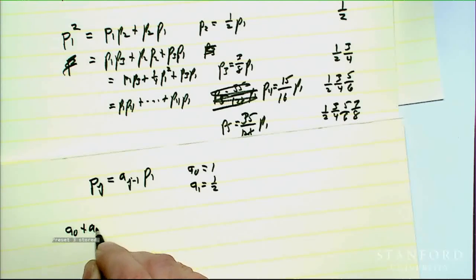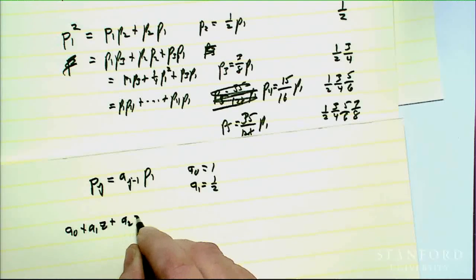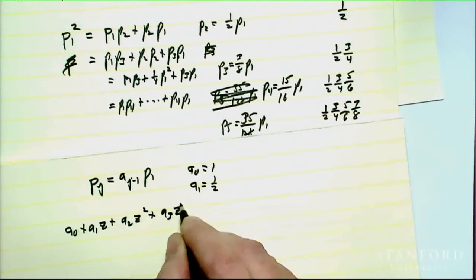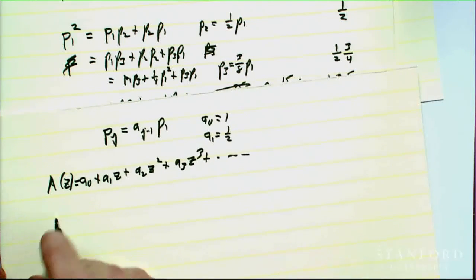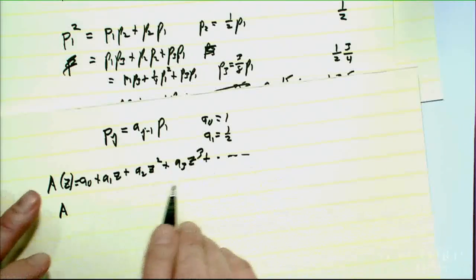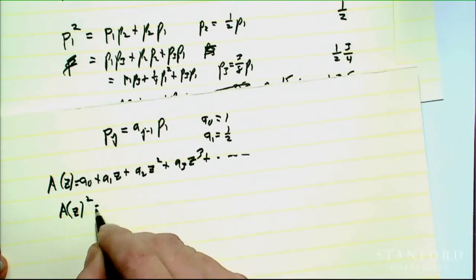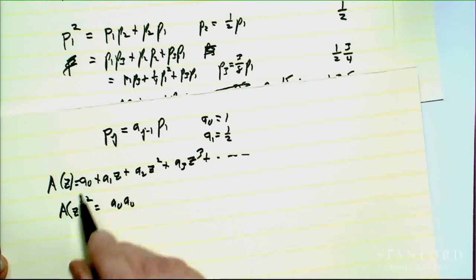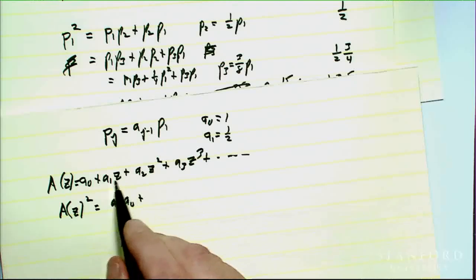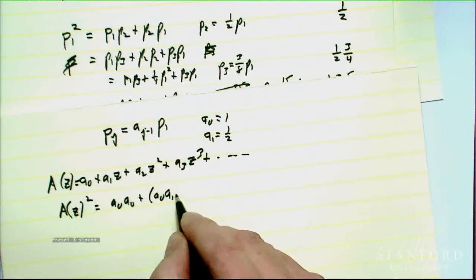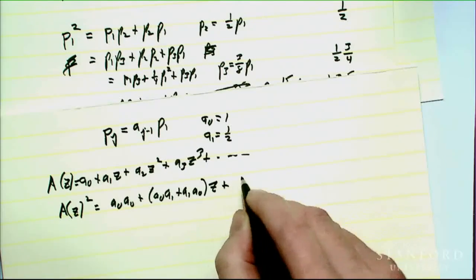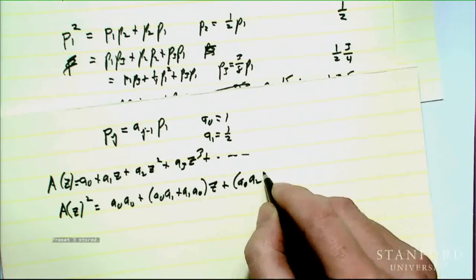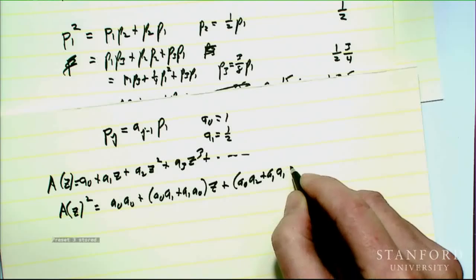Now we form this infinite series, A0 plus A1 times Z plus A2 Z squared, A3 Z cubed, and so on. Let's call this function A of Z. The reason I do this is because I'm going to square it, multiplying this series by itself. And what do I get? I get A0 for the constant term, and then the coefficient of Z is A0 A1 plus A1 A0, and the coefficient of Z squared is of course just what we were doing before, pretty much without factoring out the P1.